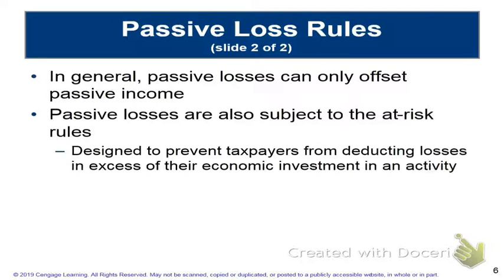We go on to define them a little bit more, and we talk about the at-risk rules, which Lauren and Jarchelle actually already talked about. The reason passive losses are subject to at-risk is designed so we don't deduct losses in excess of what our economic investment was. Hence my AT&T example. Why should I be able to deduct losses on something I didn't have any economic investment in? I feel like I do because I've had them for a really long time.